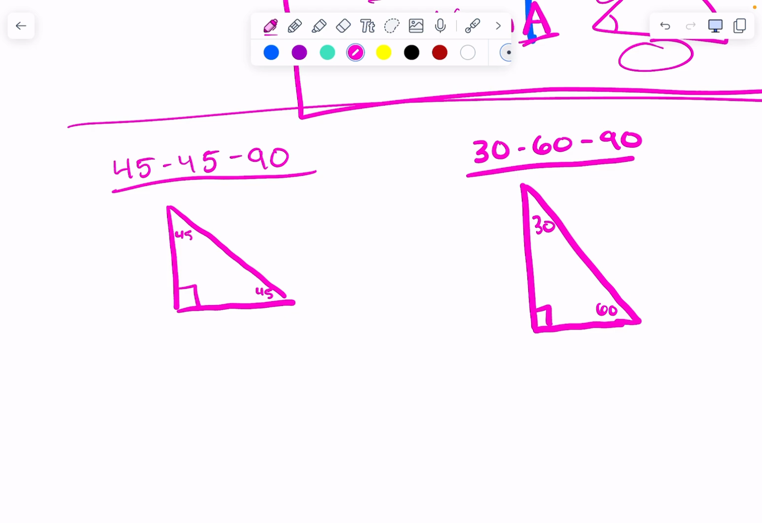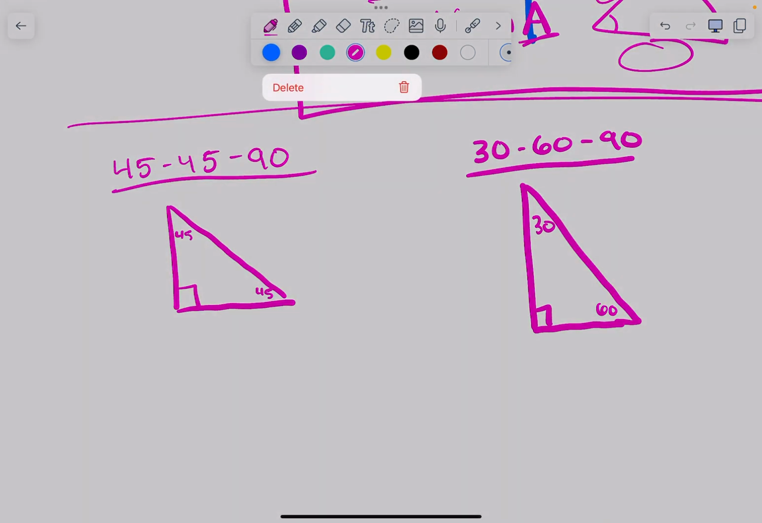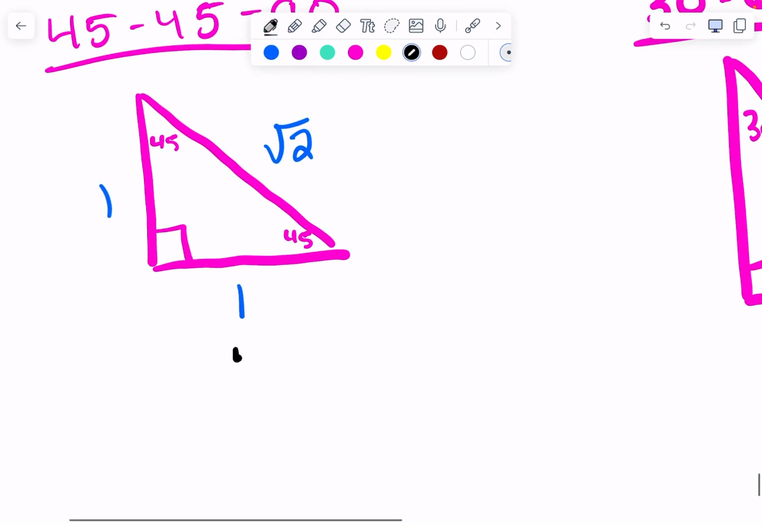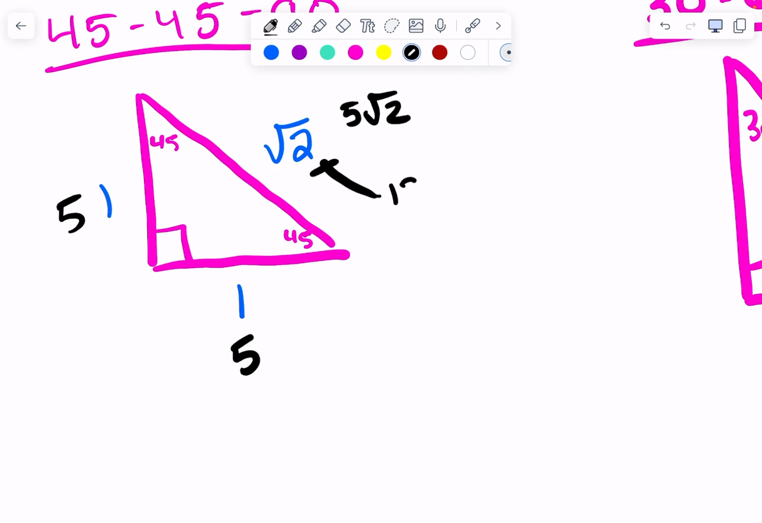Okay, what are the sides of a 45, 45, 90? 1, 1, square root of 2, or 1, 1, and the square root of 2, right? So if this bottom side is 5, this side would be 5, this guy would be 5 square roots of 2. What if, like, this side is, like, 12? Then how do I get back to this side?